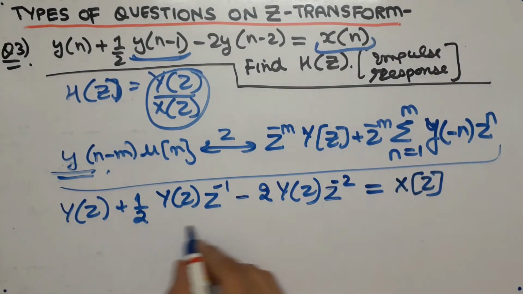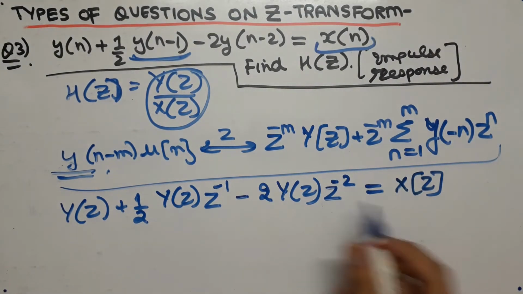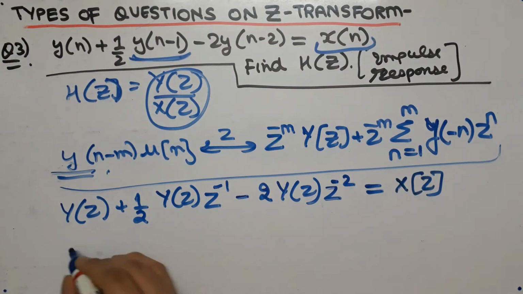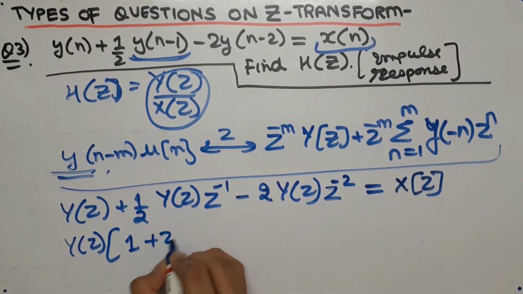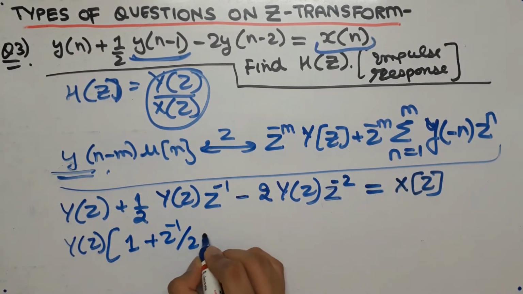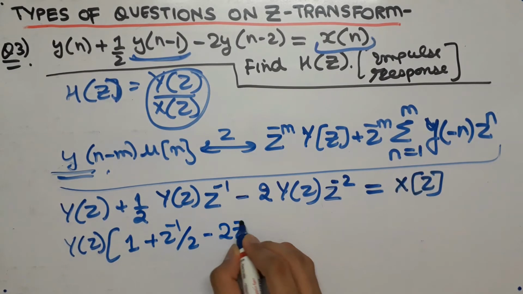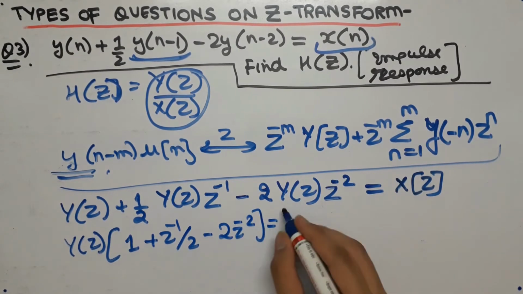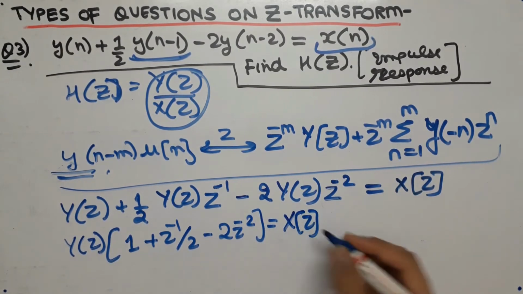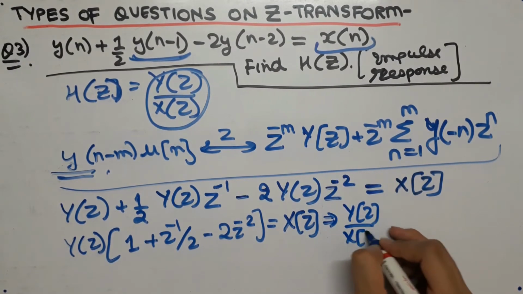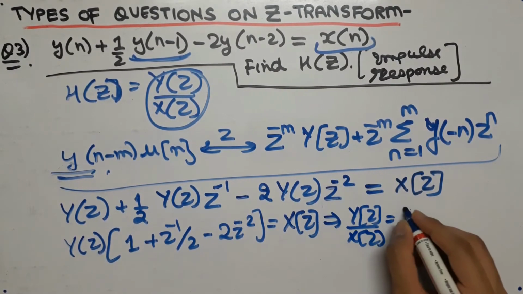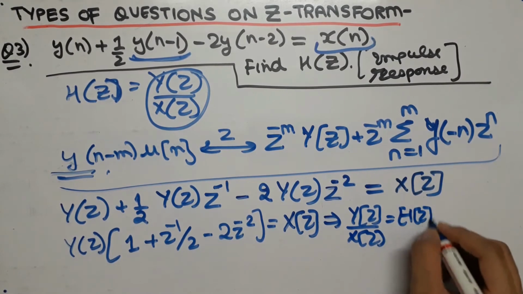Now guys, we are going to solve this equation further and find the value of yz upon xz. On doing that, yz will be taken as common, and in the bracket we will get 1 plus z inverse by 2 minus 2 into z to the power minus 2 equal to xz. Now we will simply take yz upon xz, that is our hz that we wanted to find.